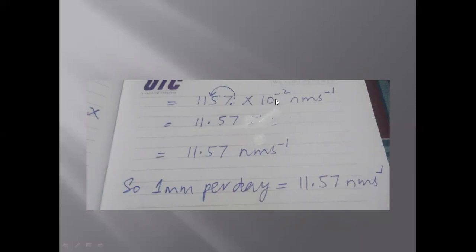Now if this point is jumped from this 7 to this place, it will become 11.57, and minus 2 will be cancelled by plus 2. When I move the decimal two places, there will be plus 2, and that plus 2 and that minus 2 will get cancelled, and I'm getting 11.57 nanometers per second. So 1 millimeter per day hair growth is equal to 11.57 nanometers per second.